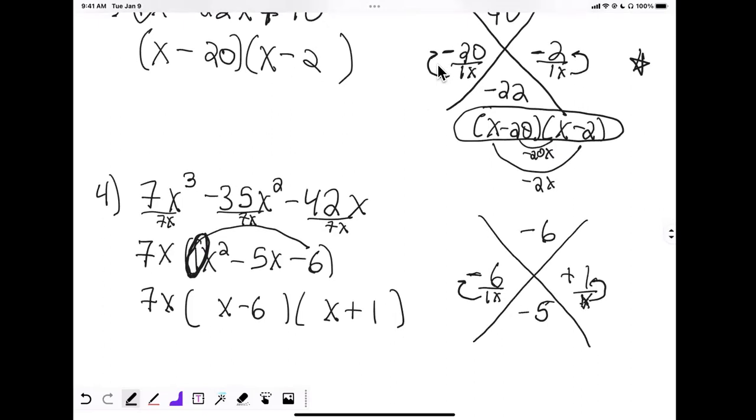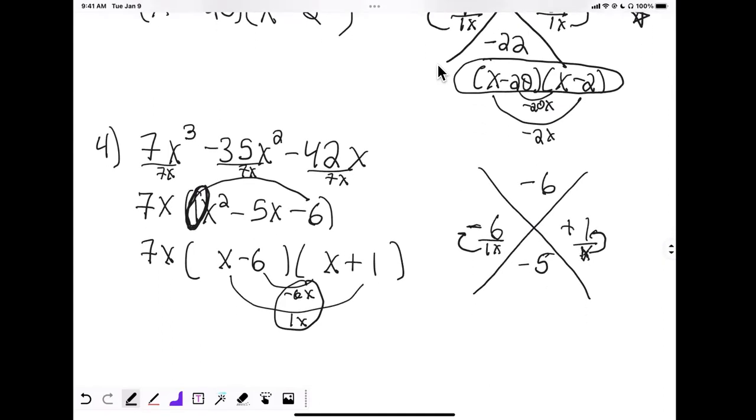And I might take a second and just check myself. So this would be 1x. This would be negative 6x. If I add them together, I definitely get negative 5x. So I like that problem. And again, you could do it the traditional way, just knowing that you needed negative 6 and 1, and you could factor it.